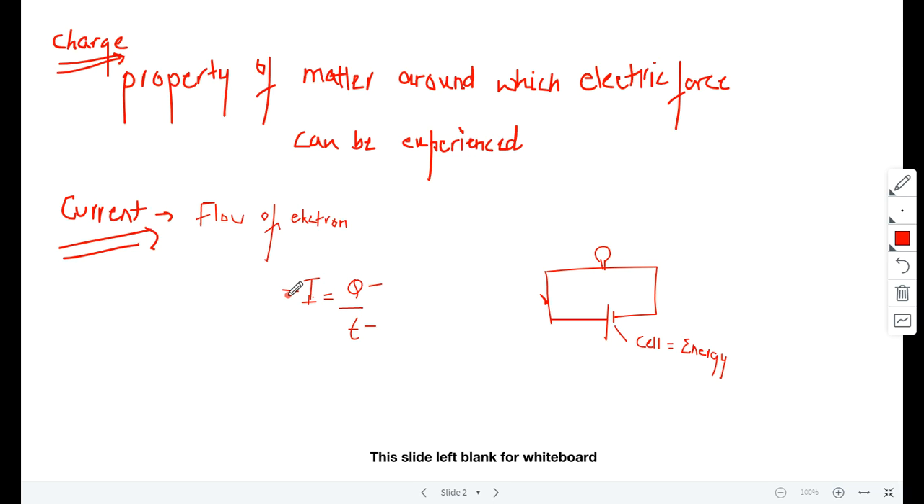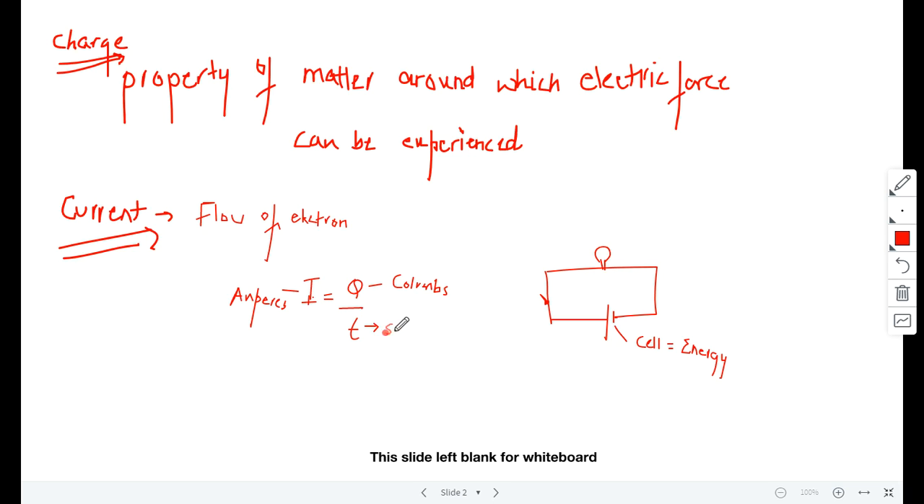Is it A? Amps. Yes, amperes. And the unit of charge? Is it ohms? It's coulomb. Ohms is the unit of resistance. Okay. And what should be the unit of time? Time, seconds. Yes, that's correct.